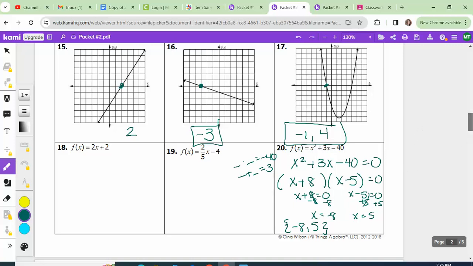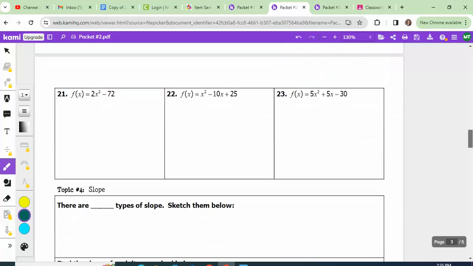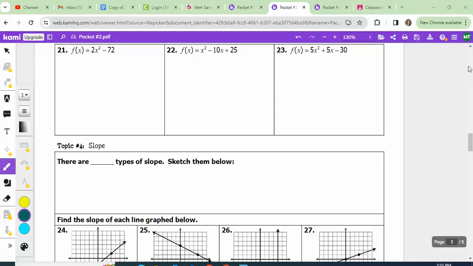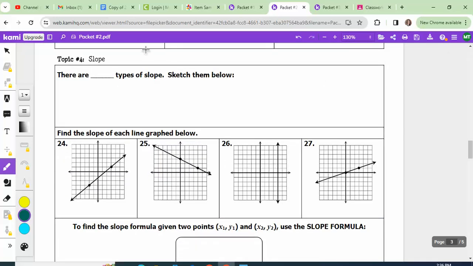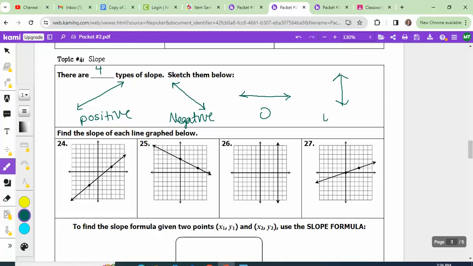Let's talk about slope a little bit. When we're talking about slopes of lines, there's really 4 different options. If we have a line that's increasing, the slope is positive. If our line is decreasing, then our slope is negative. If you have a horizontal line, what's the slope of that? It's 0. And if you have a vertical line, it has no slope, it's undefined.